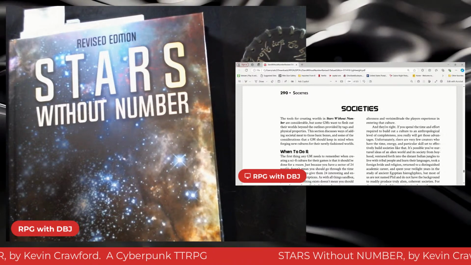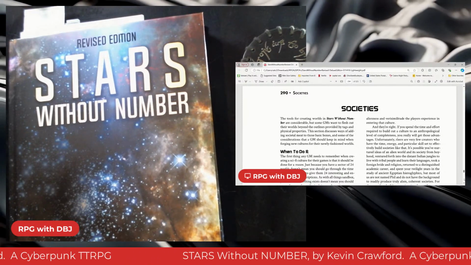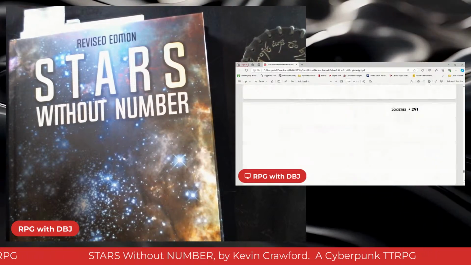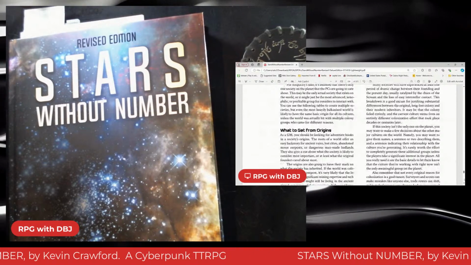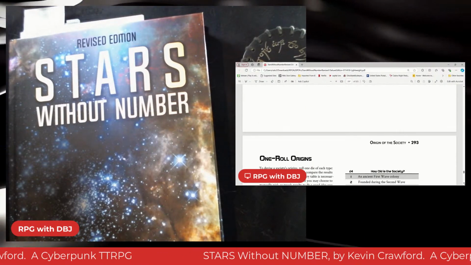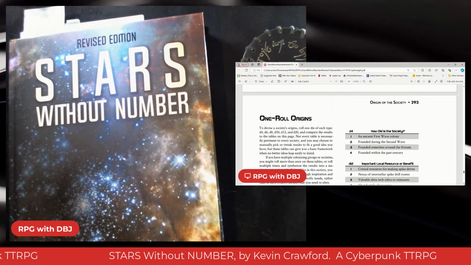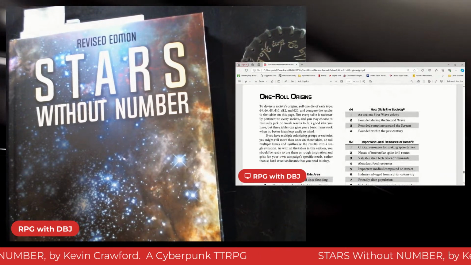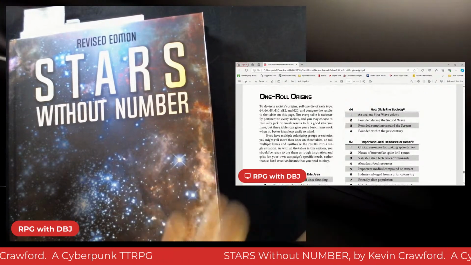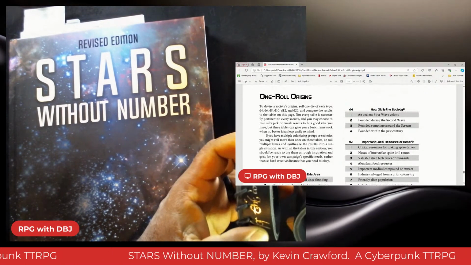We'll go through societies, and I mean, you should get this, sure, especially if it's free. But also if you have your own science fiction setting, like a sandbox setting, this is great for that. One roll origins. We got to get ourselves some one roll origins, right?